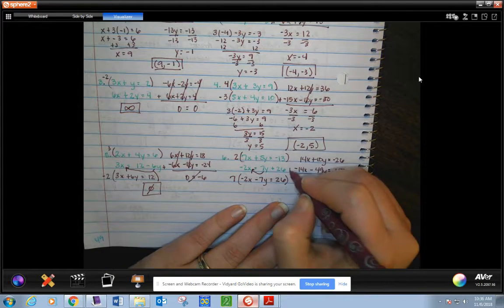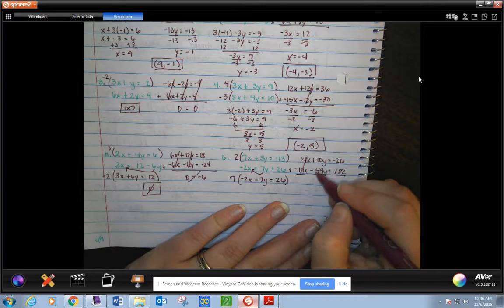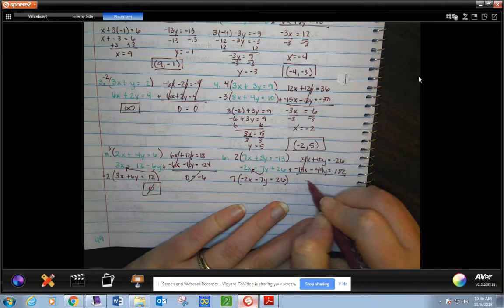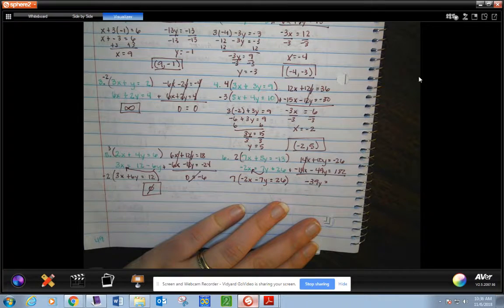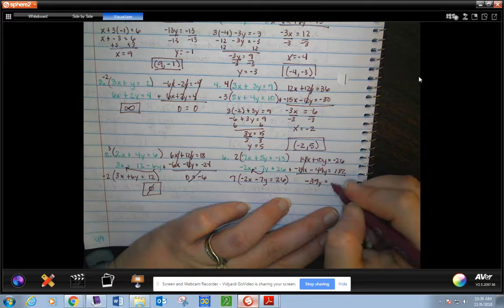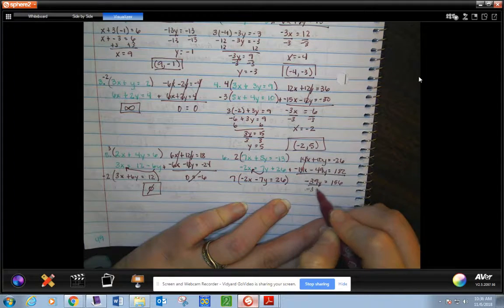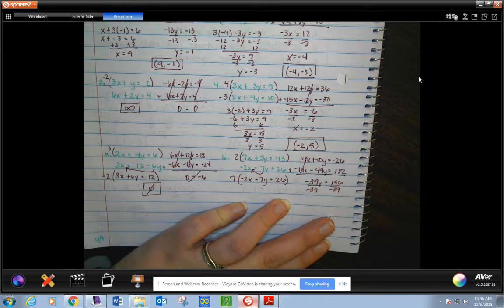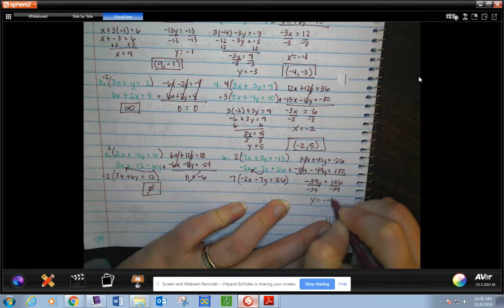Now I'm ready to add. 14 and negative 14 cancel. 10 and negative 49y make a negative 39y. Negative 26 and 182 make 156. And now I just have to divide by negative 39, which will give me y equals negative 4.